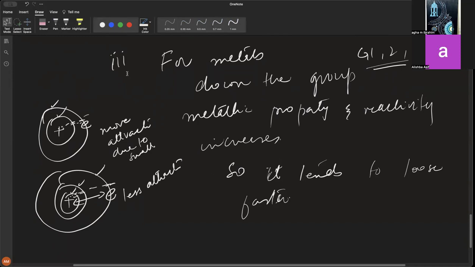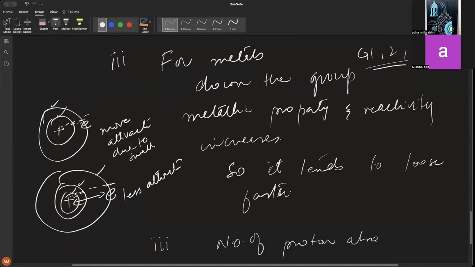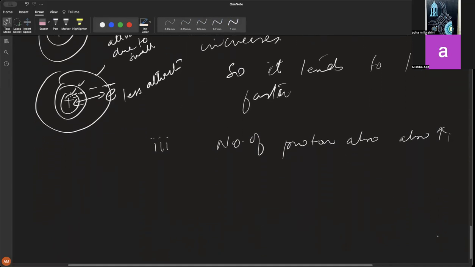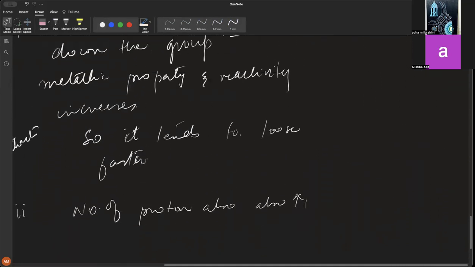All right. Then number 3, the proton number also increases, right? The number of protons also increases. Or let's just write about the metals as well. Let's just complete this. Number of protons also increases, right? And what about the metals, non-metals?